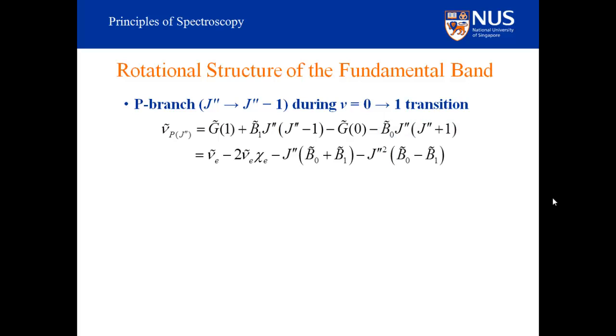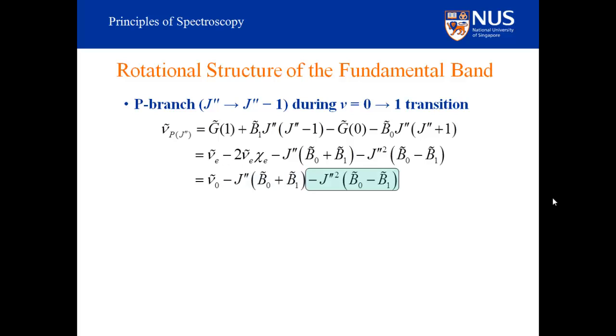I know what G1 minus G0 is. It is just nu E minus 2 nu E chi E, that is unchanged from before, and is of course the fundamental frequency nu 0. But this time I've got minus J double prime into (B0 plus B1). Remember that before it was just 2B times J double prime, but that was assuming that B0 and B1 are the same, but they're not. They are almost the same. It is almost 2B, but it is slightly different.